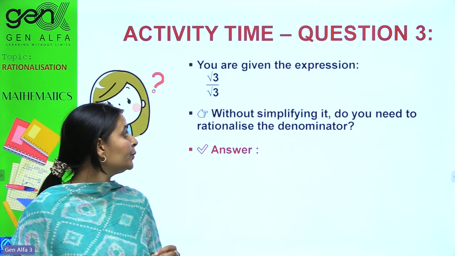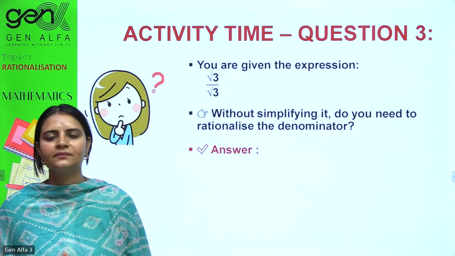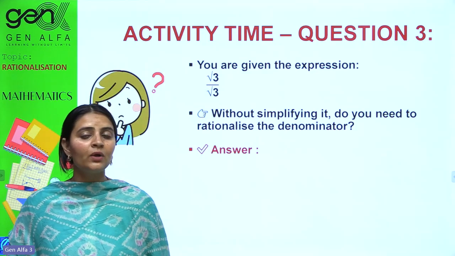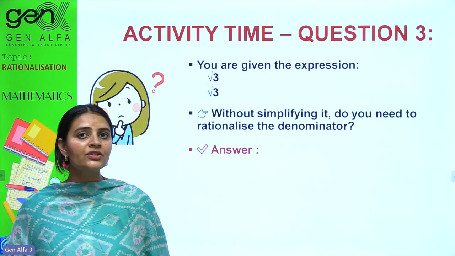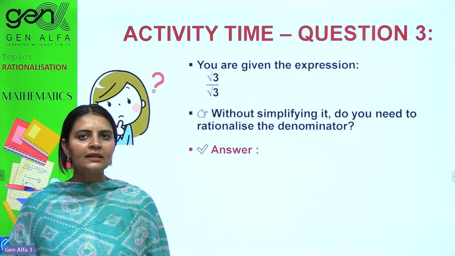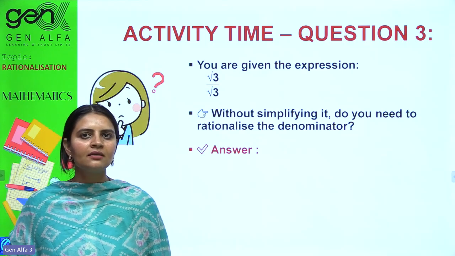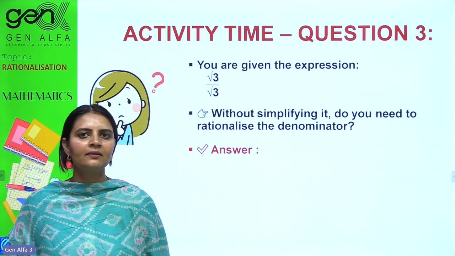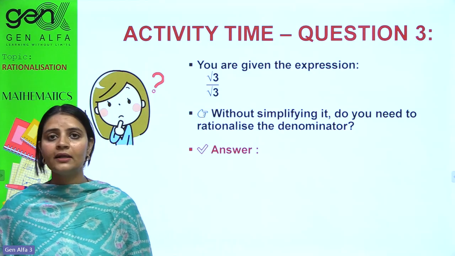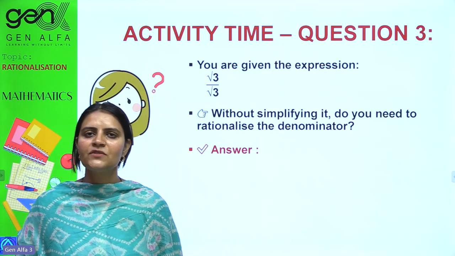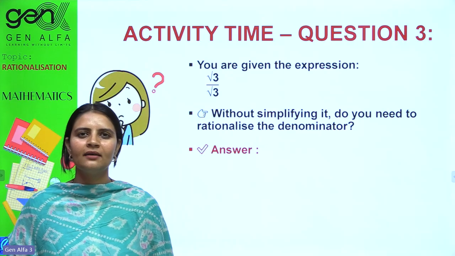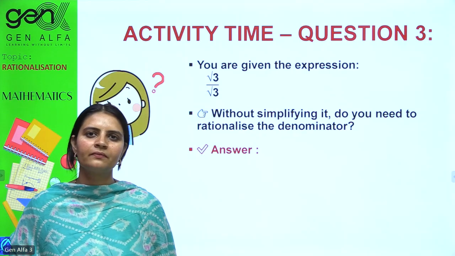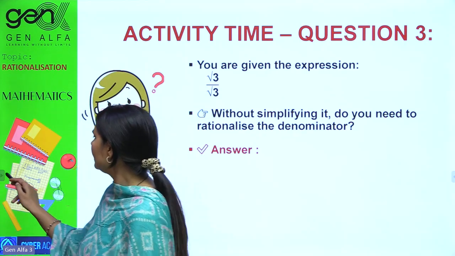You are given the expression. Without simplifying it, do you need to rationalize the denominator? Without just simplifying, can you tell me what would be the answer? Do we need the process of rationalization over here because the denominator contains a root? Do we need to multiply and divide by under root 3? What do you think about that? Just think deeper. I'm not going to answer it. It's very easy. Just read the statement again. My question is, is rationalization needed here or not?